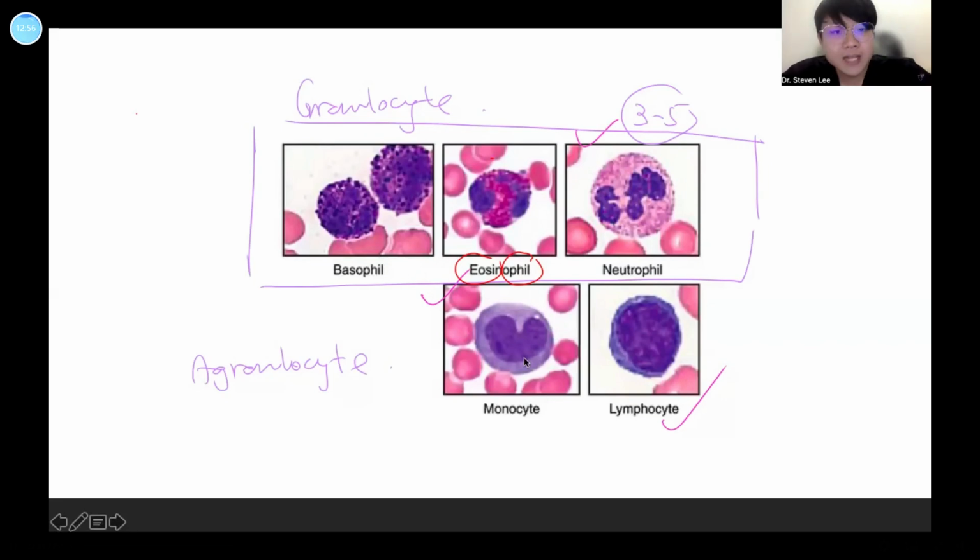Now, lymphocyte and monocyte, I told you how to remember them. Very easy. Lymphocyte and monocyte, which one is the smarter white blood cell? Lymphocyte or monocyte? Which one is the smarter white blood cell? It's the lymphocyte, am I right?